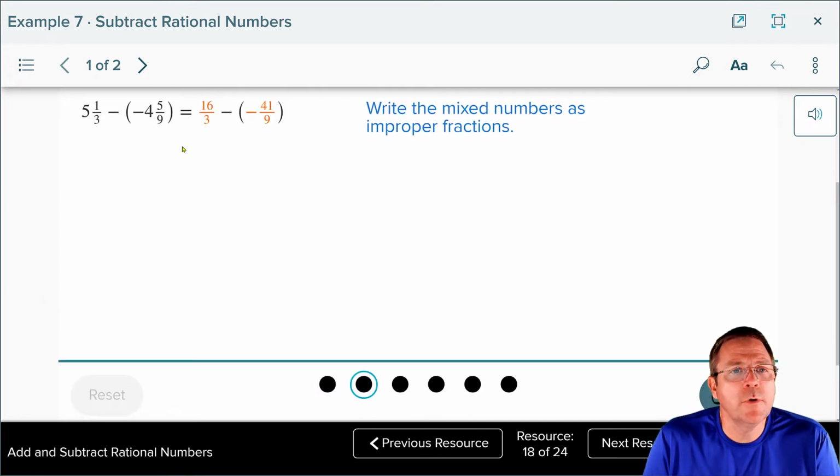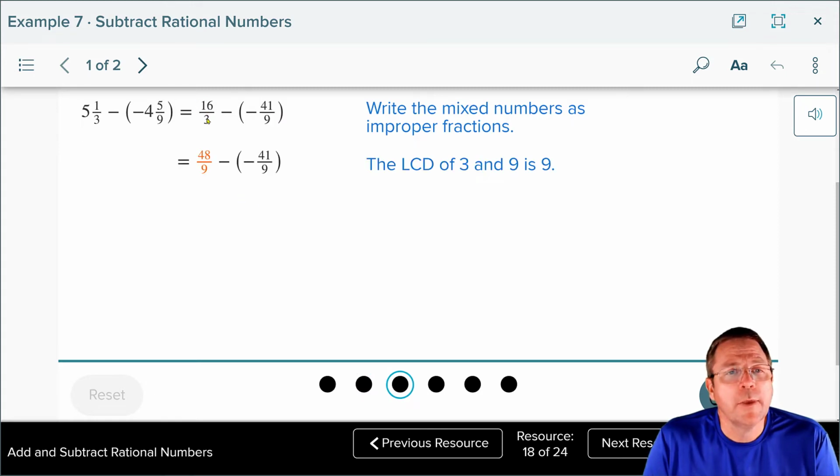First thing they ended up doing, improper fraction. 3 times 5 is 15 plus 1 gave them 16 over 3. Next we have 9 times 4 is 36 plus 5 is 41 over 9. Notice your negative signs are still there. Next, if it was me, I'd make the ugly problem pretty in this step, but they're not going to do that. They said, well, 3 goes into 9 3 times, and 3 times 16 is 48.